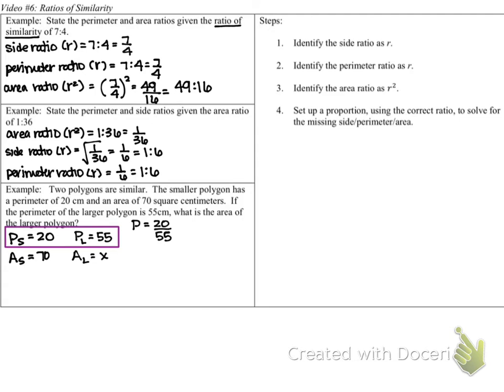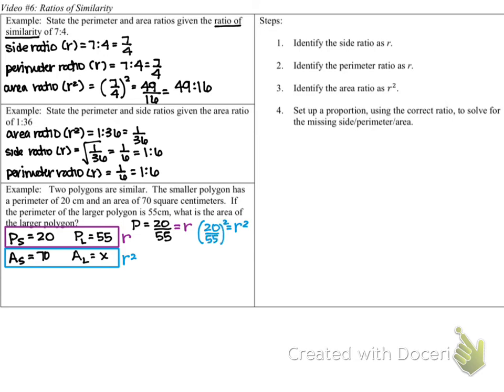Now, knowing that the perimeter ratio is also identified as R, like we did previously, in order to find the area comparison, remember that the area one is going to be R squared. So I'm just trying to organize my stuff here. For my perimeter, this is going to be R, and then for my area, this is going to be R squared. So taking a look, this is my perimeter ratio. This is R. I need R squared. Well, in order to find R squared, I am going to take the 20 over 55 and I am going to square it.